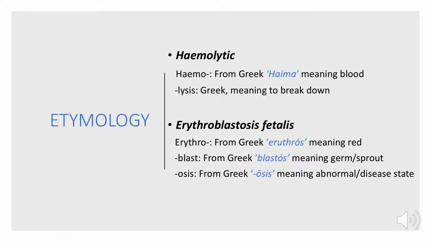This is also known as haemolytic disease of the newborn and fetus, or this term here, erythroblastosis fetalis. So erythro is coming from the Greek erythros, meaning red, blast from the Greek blastos, which can mean germ or sprout, but in this sense it's referring to a small cell. And then osis is Greek for abnormal or diseased state, so an abnormal or diseased state of the red blood cells.